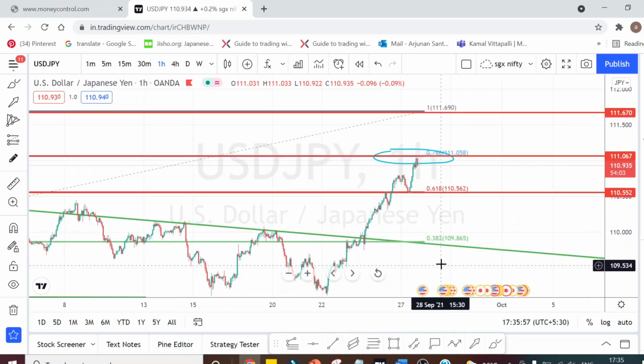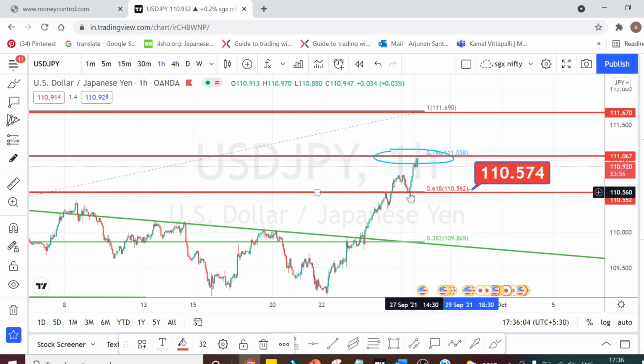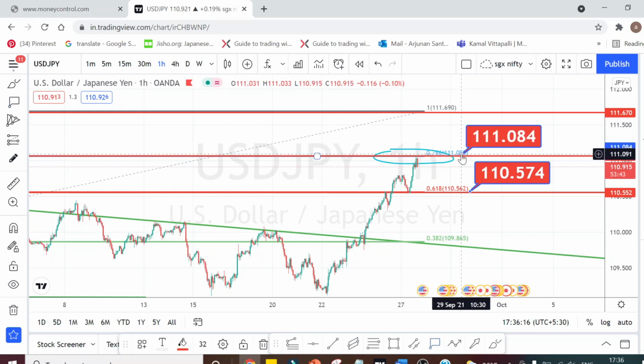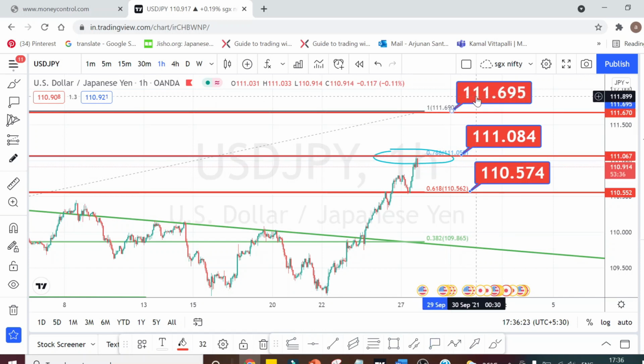So what is going to be the range? The target points are going to be, it has already cleared this target point, 110.574. Next target, it is presently at this target, 111.084. The next target is going to be 111.695. So it has to clear 111.084. Then only it will go to 111.695. It will take some time.